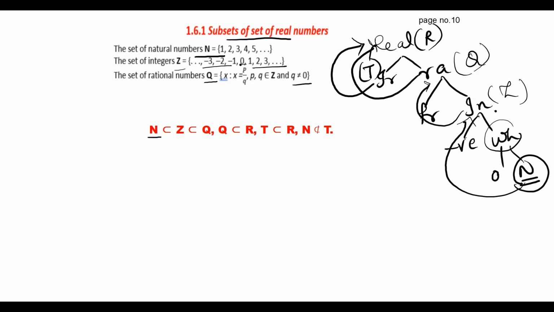Natural numbers can be written in fractional form, but irrational numbers cannot be written in fractional form. So these two conditions are false. So natural numbers are not a subset of the irrational numbers.